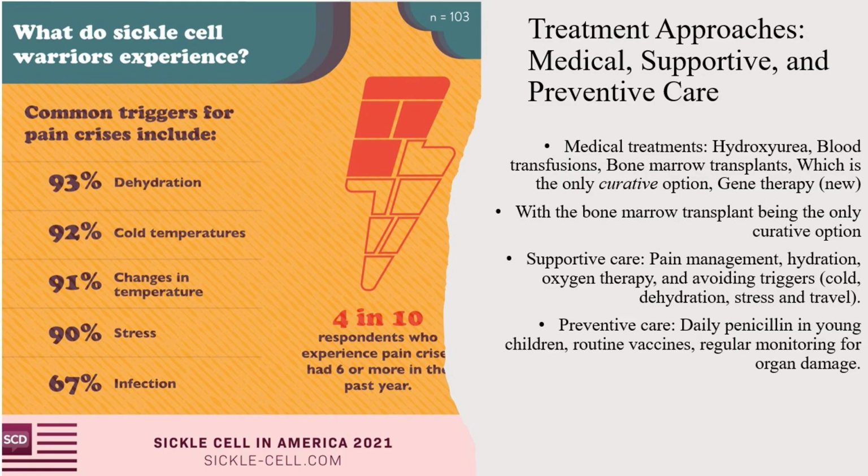And finally, preventative care is just as important. This includes routine vaccines, regular monitoring for organ damage, penicillin in young children, and proactive management to prevent future complications. You'll notice that many of these treatments revolve around improving oxygen delivery and reducing sickling. This is because hypoxia and dehydration both shift hemoglobin toward the sickle form. So supportive care is not just symptomatic, it directly reduces the biochemical triggers themselves.